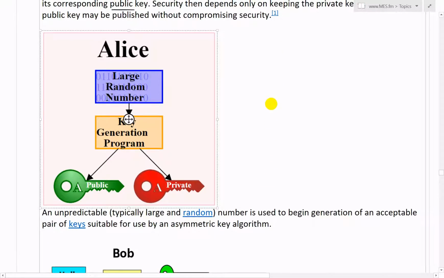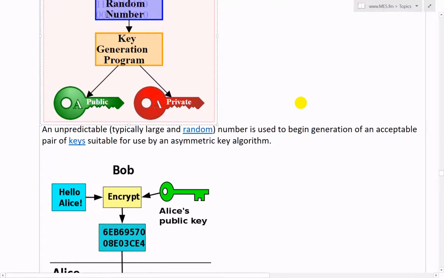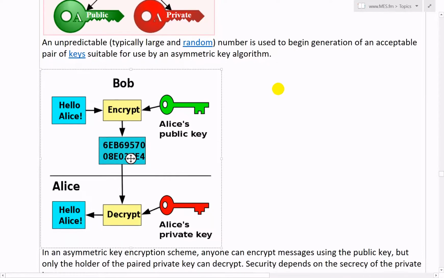And here's again that Alice analogy. So this one, there's usually a large number generator, and then it runs a key generation algorithm. That's a one-way function, which creates a mathematically related public and private key, where you can't find the private key from the public one alone. But when you throw in the private key, it can verify that the private is connected to that public one. So an unpredictable, typically large and random number is used to begin generation of an acceptable pair of keys suitable for use by an asymmetric key algorithm.